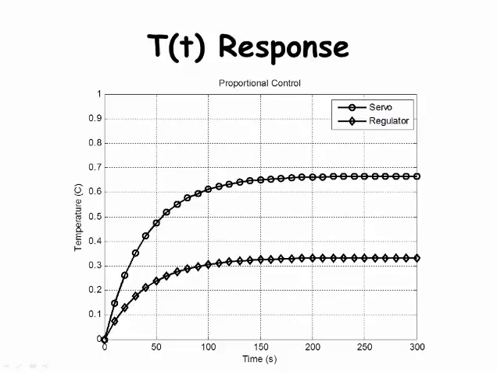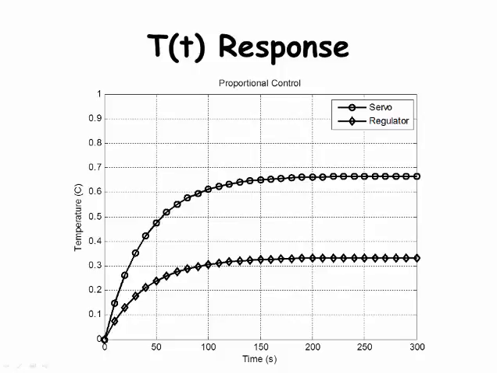For the servo problem, we have changed the set point from 0 to 1. So ideally, the process output temperature should equal 1. But it does not because of the offset that proportional control produces when it experiences a step change in one of the inputs. The offset is 0.33 degrees Celsius. This is the difference between the output temperature 0.67 degrees Celsius and the desired 1 degree Celsius output.